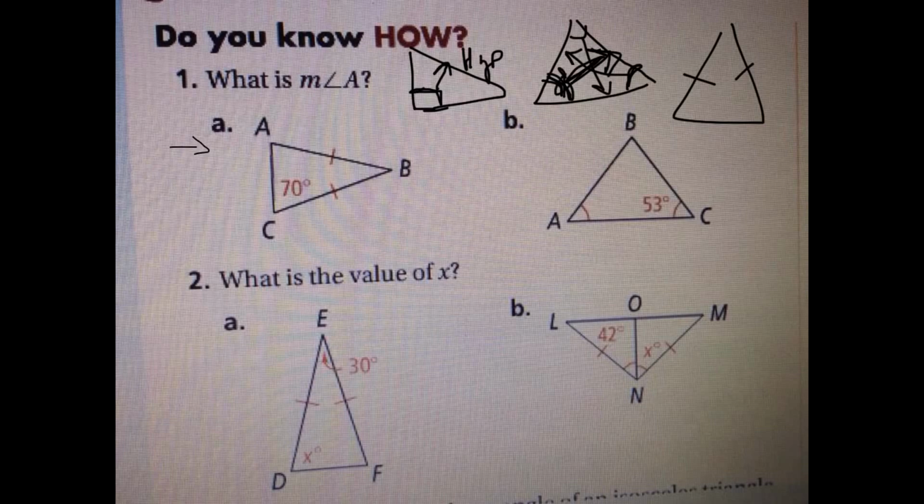Okay, that being said, in this isosceles triangle, if you have two sides that are equal, that means their opposite angles are equal. Simple as that. So therefore, this is 70. Therefore, this one has to be 70 degrees. And you're done with that.